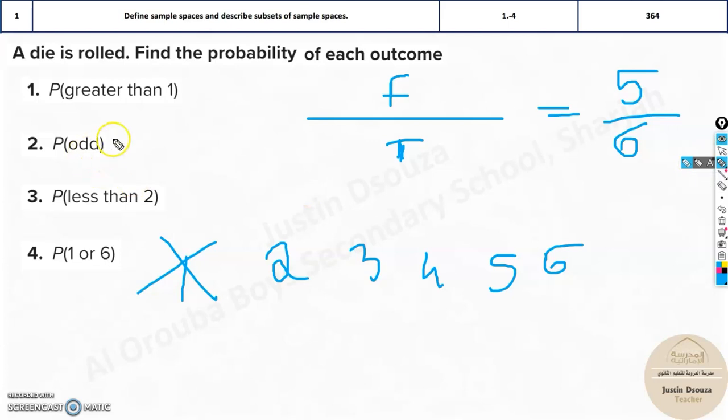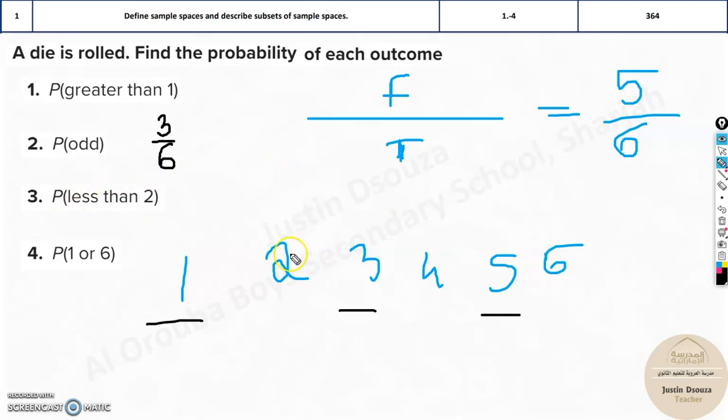What about the odd digits? Odd digits, how many odd digits are there? Let's see over here. Now there is 1 over here, 3 and 5. There are 3 odd numbers. They are the favorable ones because we need the probability of odd. But what are the total possibilities? When you roll a die, anything can fall in this. So there are 6 possibilities, total possibilities.